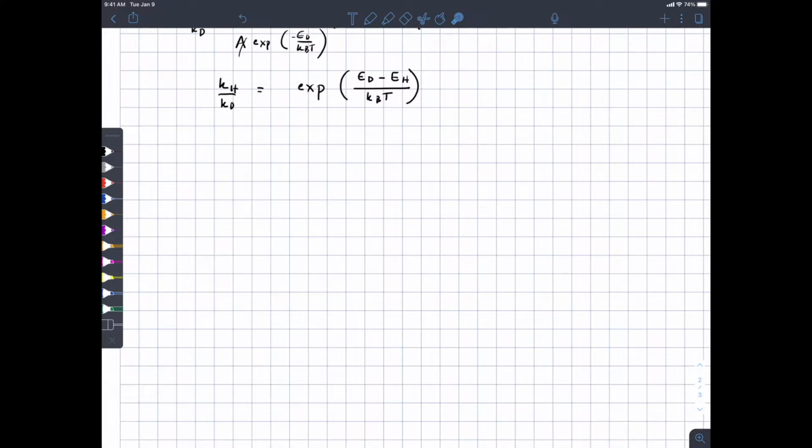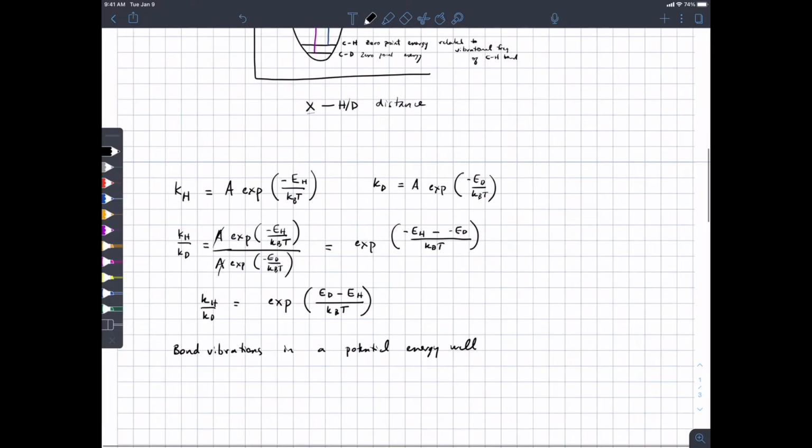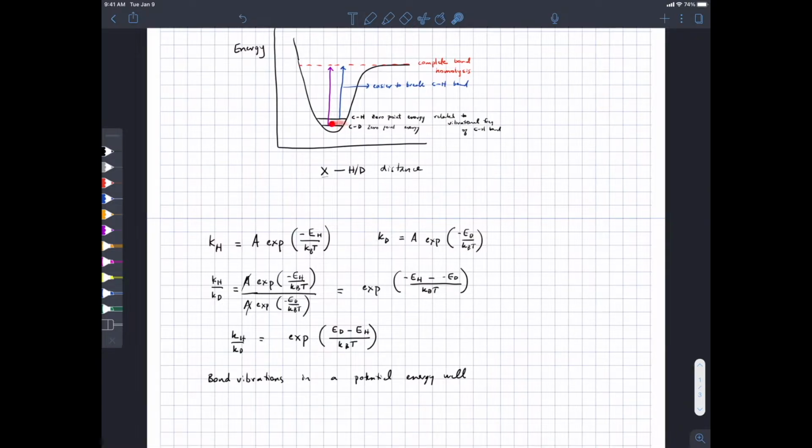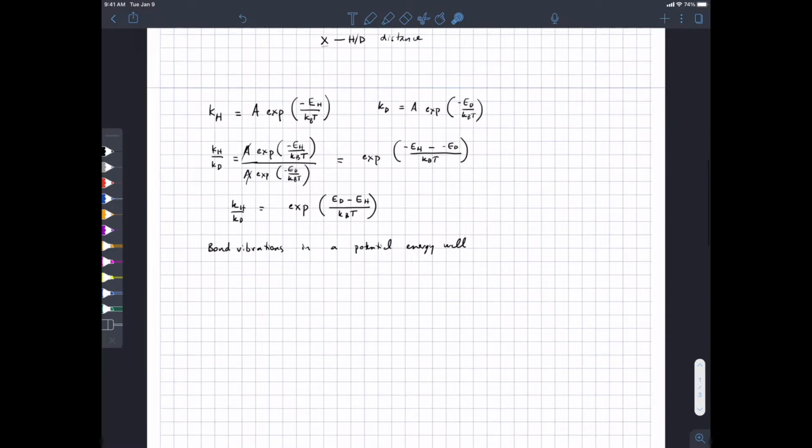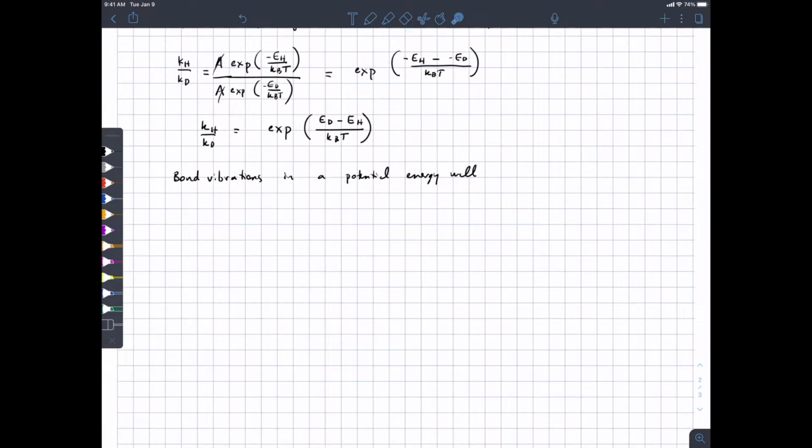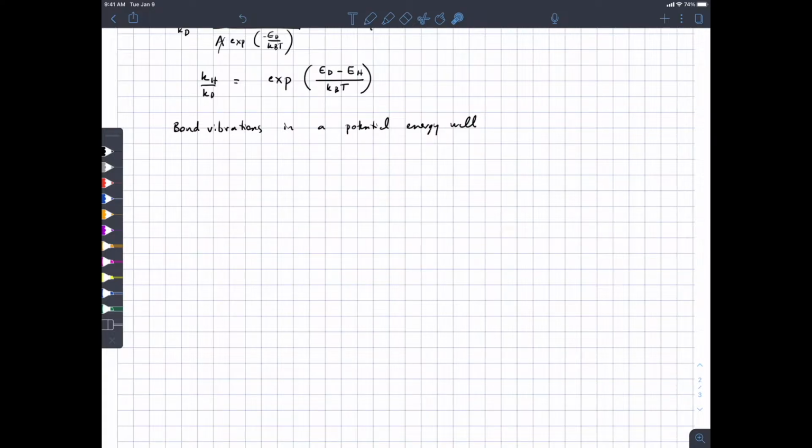So let's talk a little bit about bond vibrations, because zero-point energy comes from quantized bond vibrations in a potential energy well. This is an example up here of a potential energy well, and here I'm showing you the lowest bond vibration energy levels for hydrogen versus deuterium. So this is going to be a little bit of P-Chem, which we are not going to justify from first principles, but in the end is going to give us some important background.